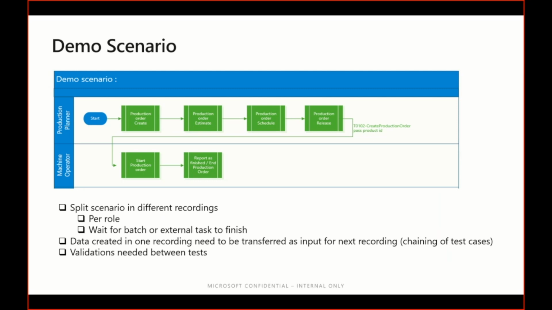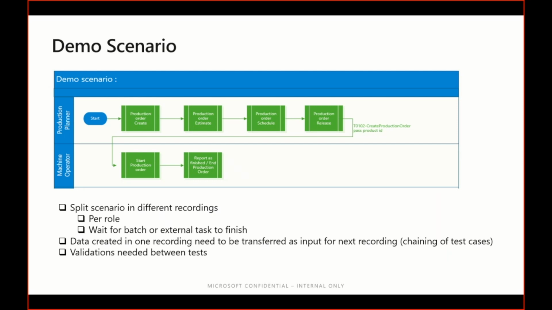Also important here, because I have split my scenario into two task recordings, I will need a possibility for passing information from my first recording to my second recording. In this simple example, each time I'm creating a new production order, my number sequence will generate a new number, and that new number I need to pass to the second recording so that my machine operator can do a filter on that newly created production order, so that he starts the right order, and also does the report as finished on the right order.